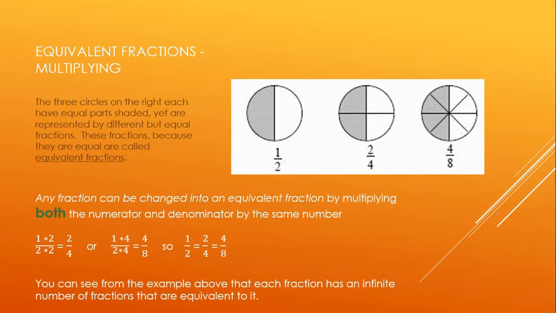Any fraction can be changed into an equivalent fraction by multiplying both the numerator and the denominator by the same number. Notice that you can take 1/2 and multiply it by 2 on the top and the bottom, and you will get 2/4. Or if you multiplied the 1/2 top and bottom by 4, you would get 4/8. You can see from the example above that each fraction has an infinite number of fractions that are equivalent to it.